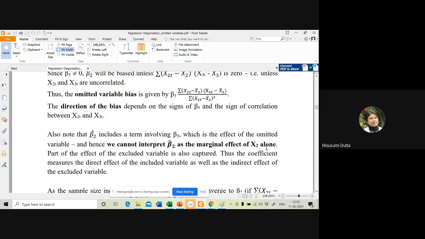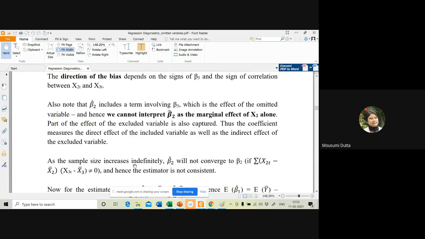Okay. Now, generally what we consider, what is the meaning of all these regression coefficients? Beta 2 hat indicates partial change in y due to partial change in x2. Now we are saying that beta 2 hat carries information on beta 3. So we cannot say that it is giving the marginal relation between y and x.